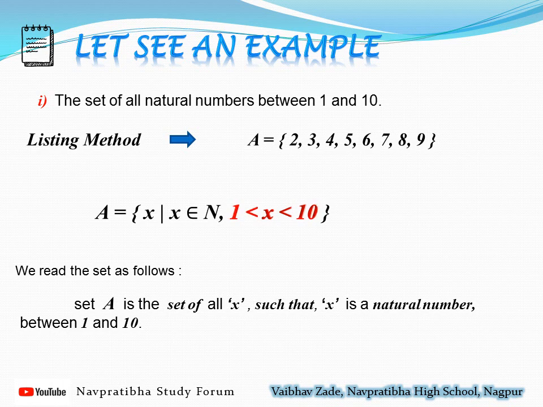Next, between 1 and 10: x is a natural number between 1 and 10. It is greater than 1 but less than 10. So x is greater than 1 and less than 10. So x is 2, x is 3, x is 4, x is 5, x is 6, x is 7, x is 8, and x is 9. For all the numbers 2, 3, 4, 5, 6, 7, 8, 9, we write only x.